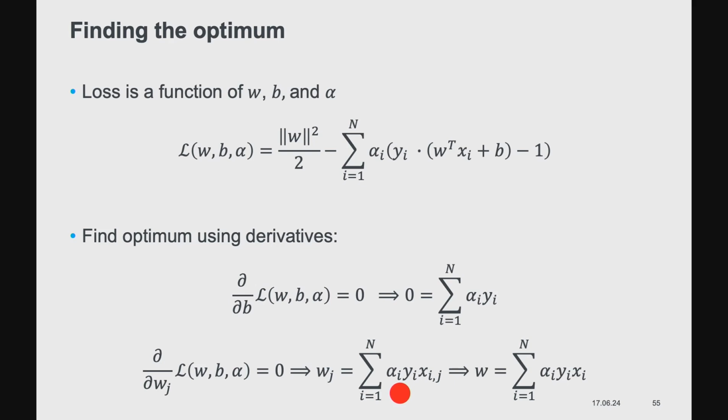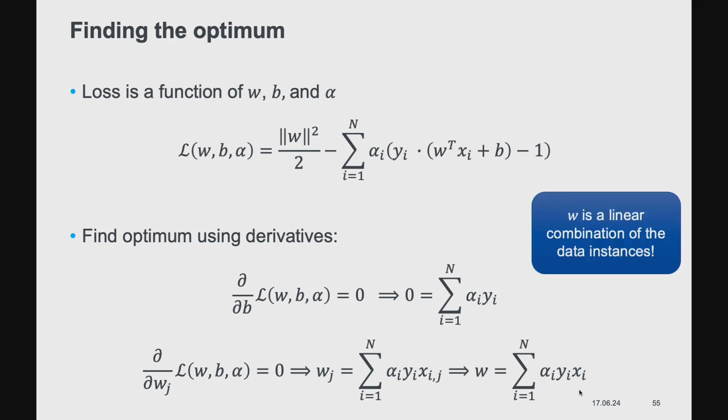I. And if we generalize from each component wj to the whole w, well, all that we do is we get away from the component-wise consideration of x to all components of x or xi. So w is nothing else than a linear combination of Lagrange multiplier, correct class, and xi. So w that we get here is a linear combination of the data instances where we don't know the alphas yet.